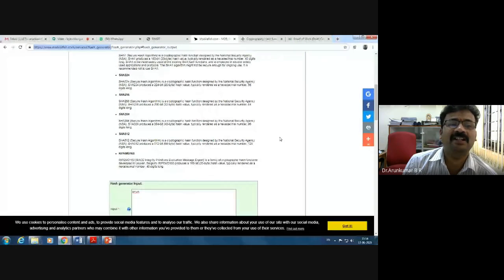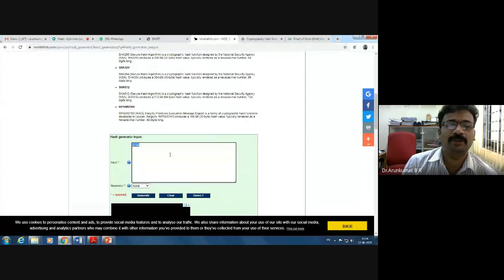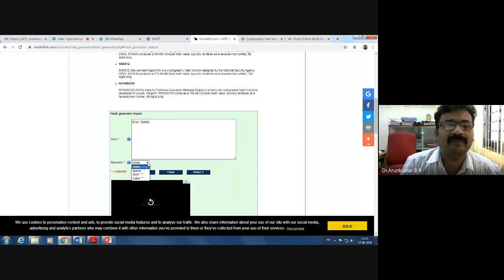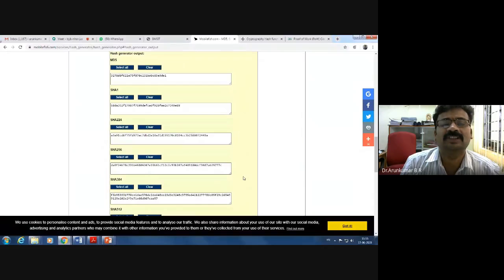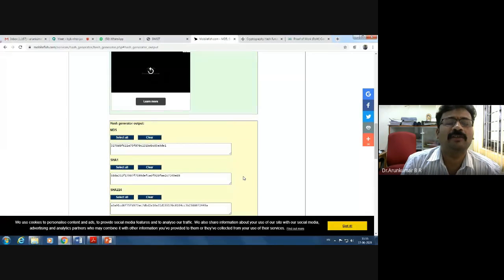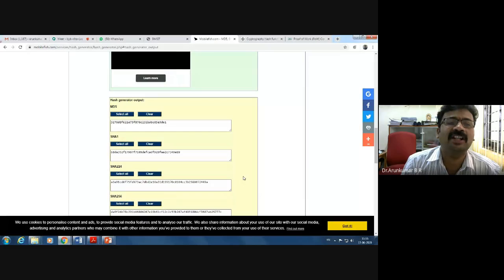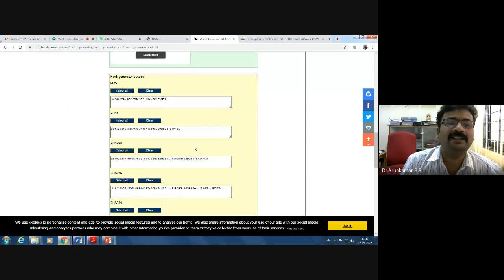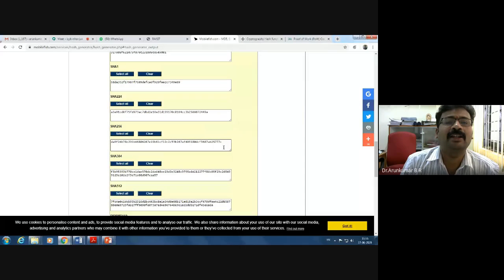So please come here to the hash generator input. You can give your name. Say, I'm giving my name, Arun Kumar, and this is the input. Now you generate the hash. So now the hash is generated for MD5, SHA and SHA256 also. This is the hash generated.